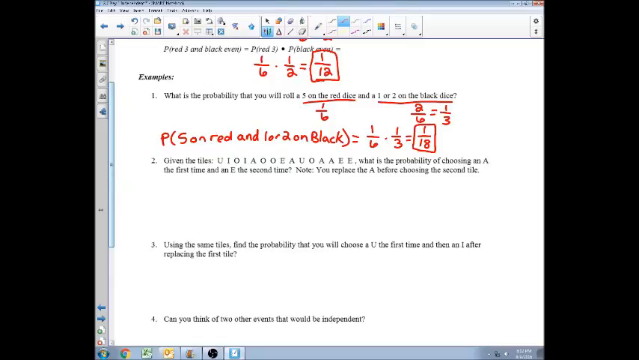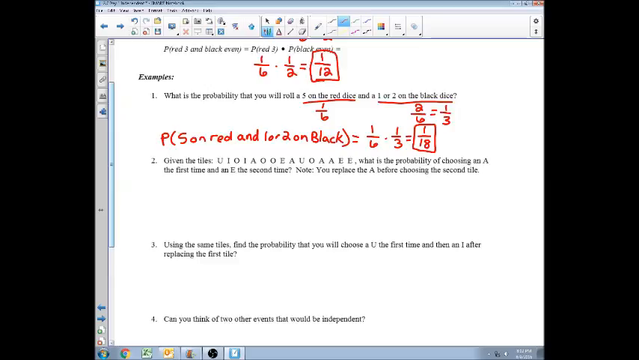Now we're going to go back to the tiles just like on the front. So we have all those letters there. What is the probability of choosing an A the first time and an E the second time? Note that you replace the A before choosing the second tile. So we are going to replace it. That means that it will be put back in.